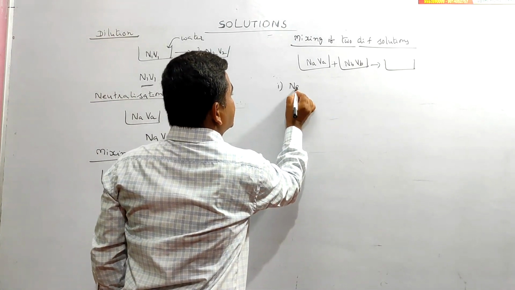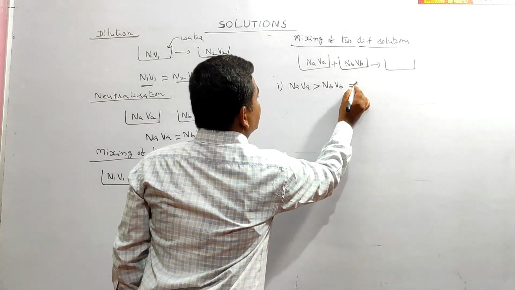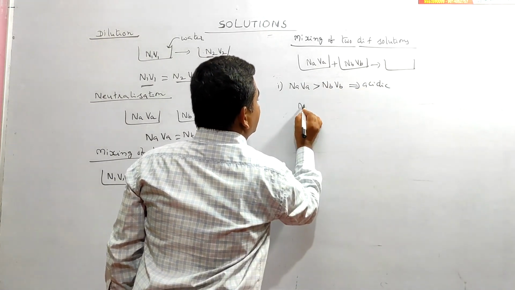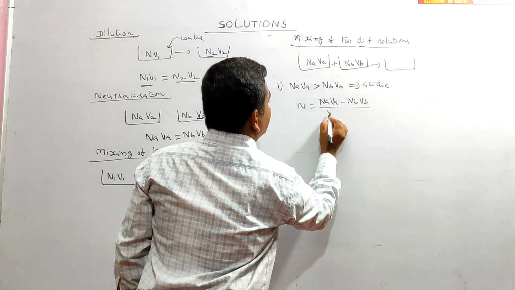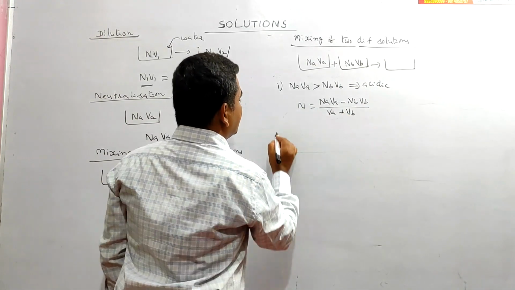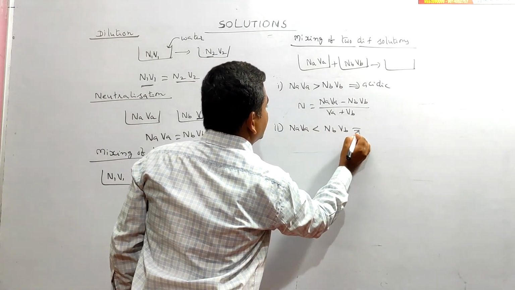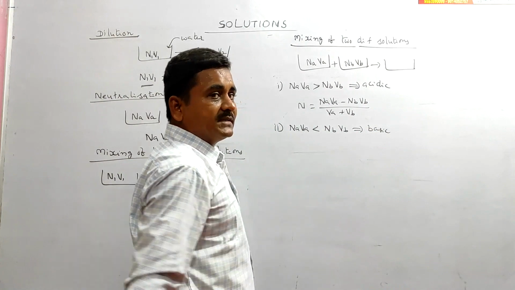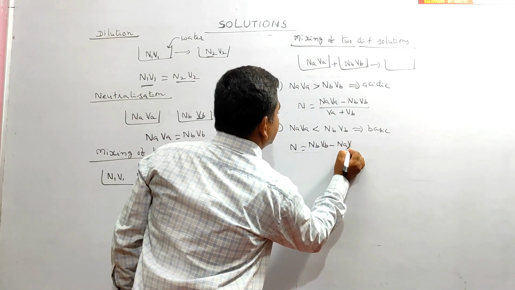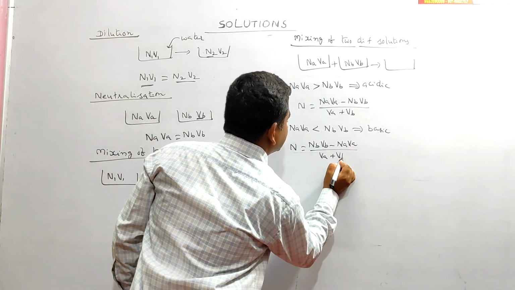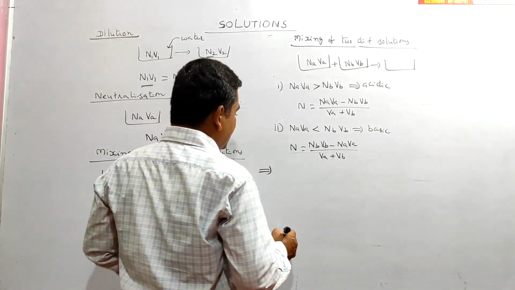There are two possibilities. If NaVa is larger than NbVb, that solution will be acidic. Its normality will be NaVa minus NbVb by Va plus Vb. Suppose NaVa is less than NbVb, the solution will be basic and its normality will be NbVb minus NaVa by Va plus Vb.